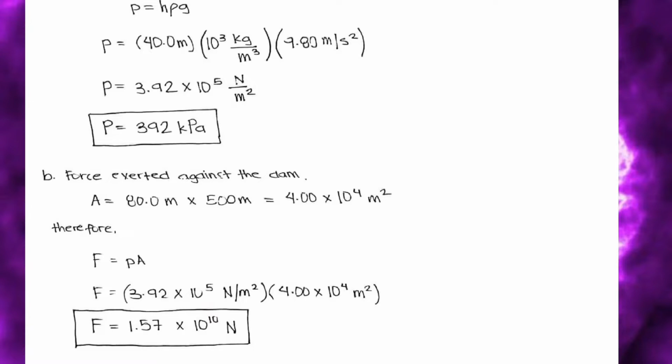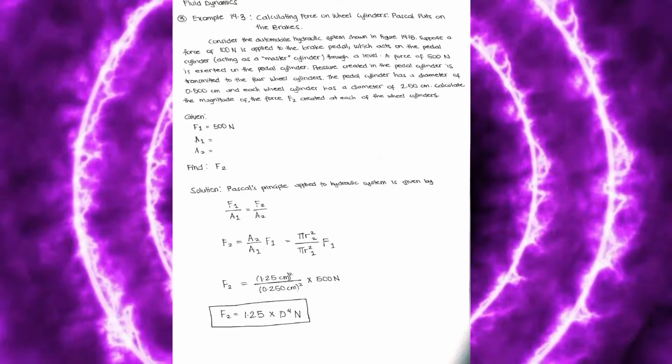So force is equal to pressure times area, where our pressure is 3.92 times 10 raised to the power of 5 newtons per square meter. Our area is 4.0 times 10 raised to the power of 4 square meters. So we get a force of 1.57 times 10 raised to the power of 10 newtons. Okay, let's proceed to example 14.3.